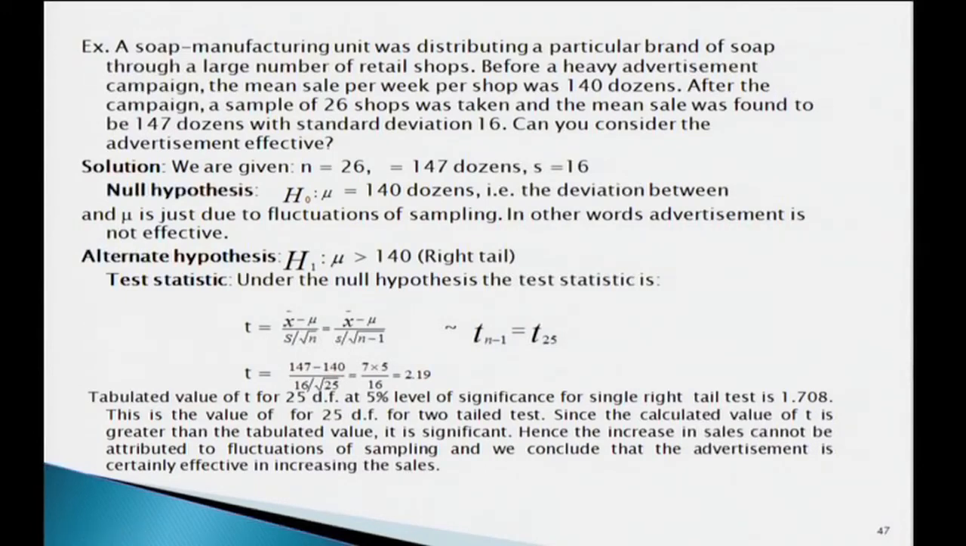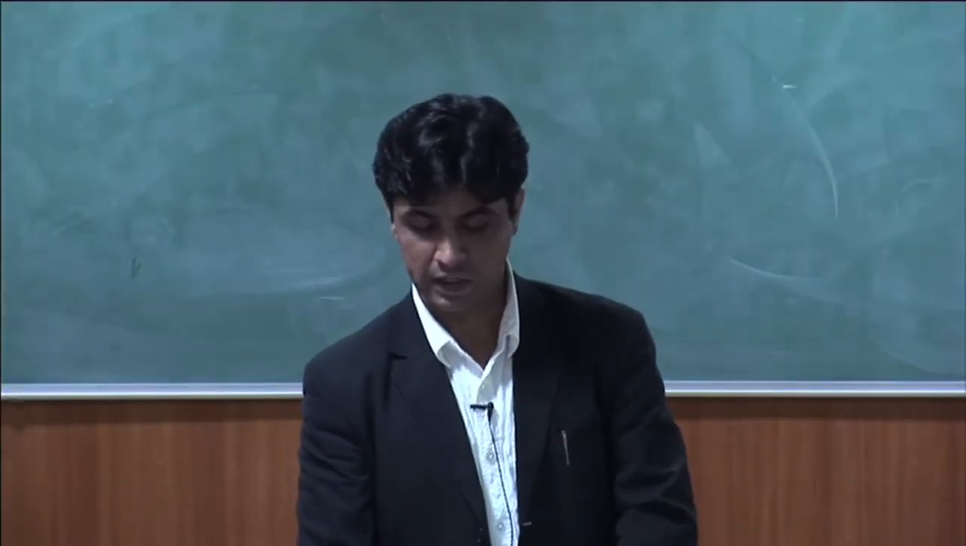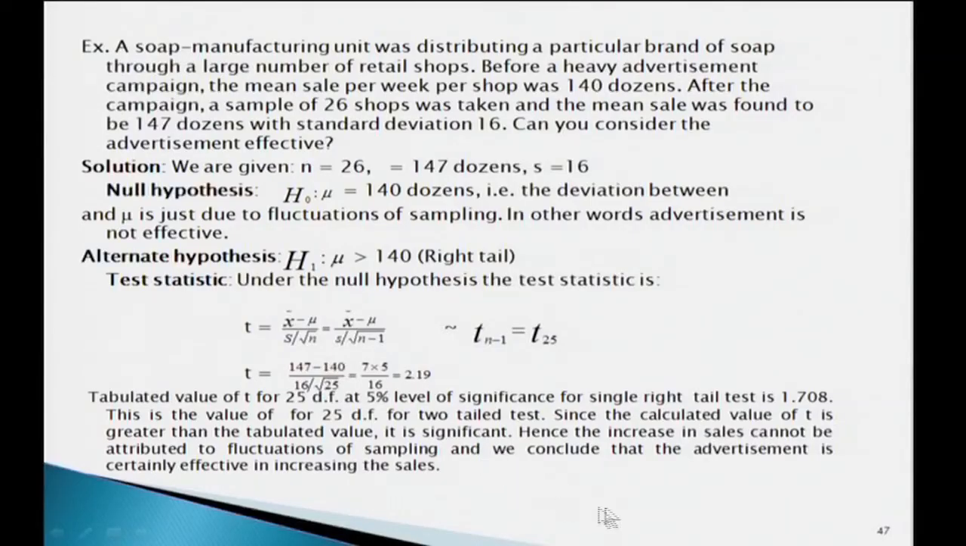To have better understanding of the conclusion, we can write like this: increase in sales is not because of sampling fluctuation, because sometimes if you take a small sample and another sample, there may be slight variation. So, this slight variation is not because of the sampling, this is actually because of the advertisement. So, the advertisement has been effective in increasing the weekly sales, right.